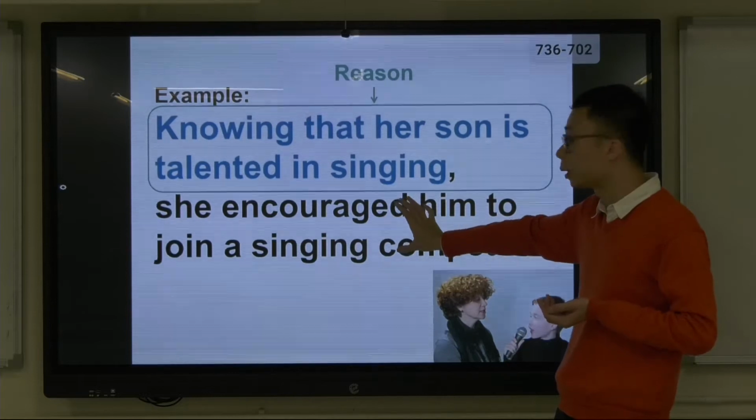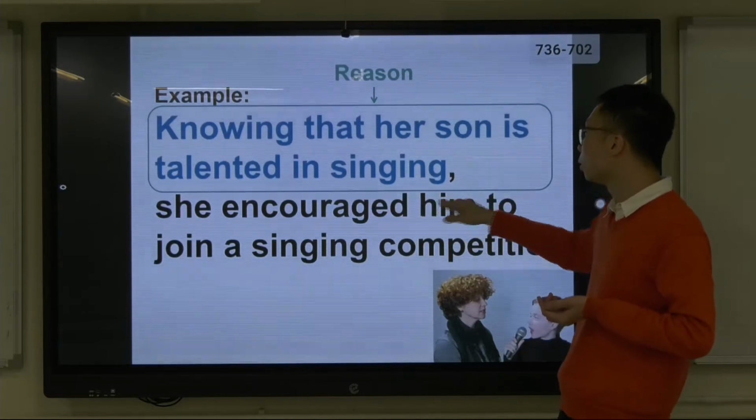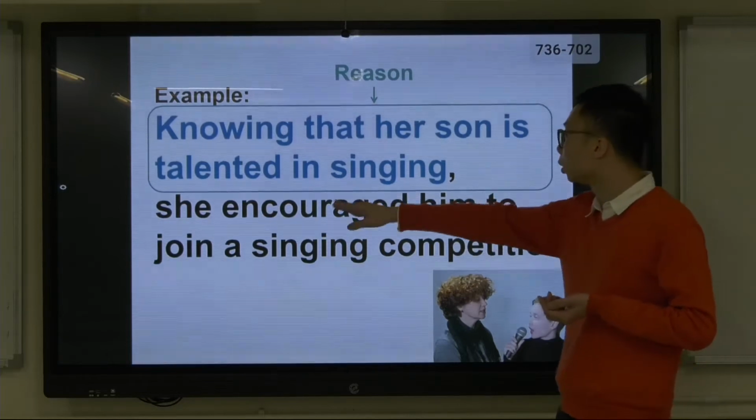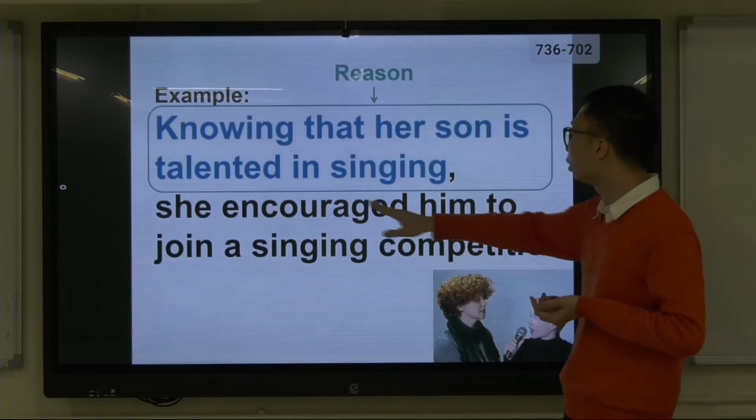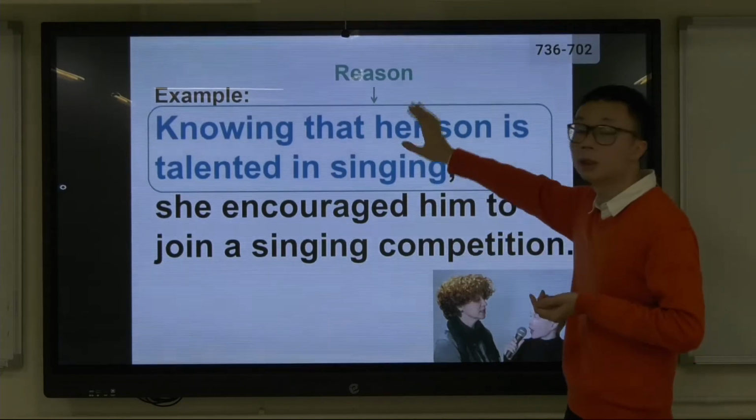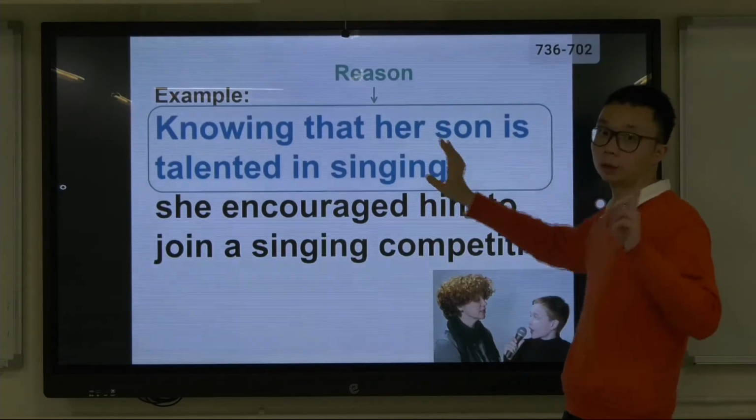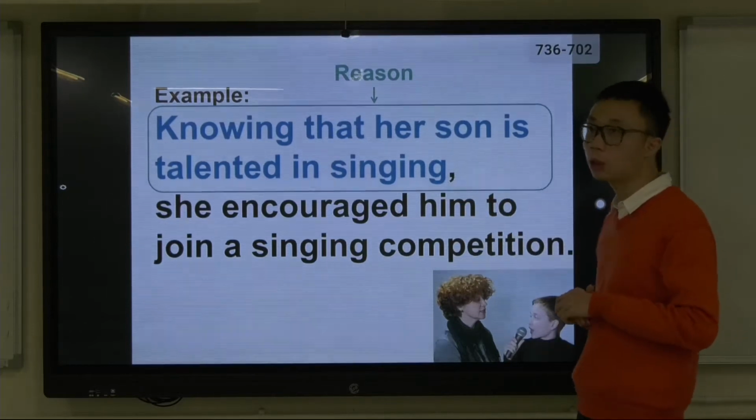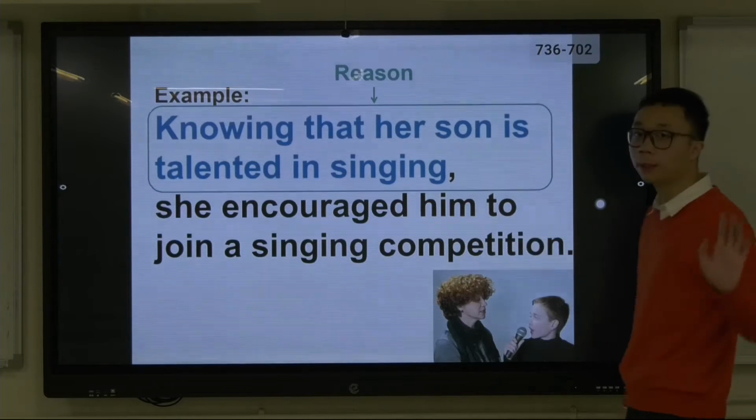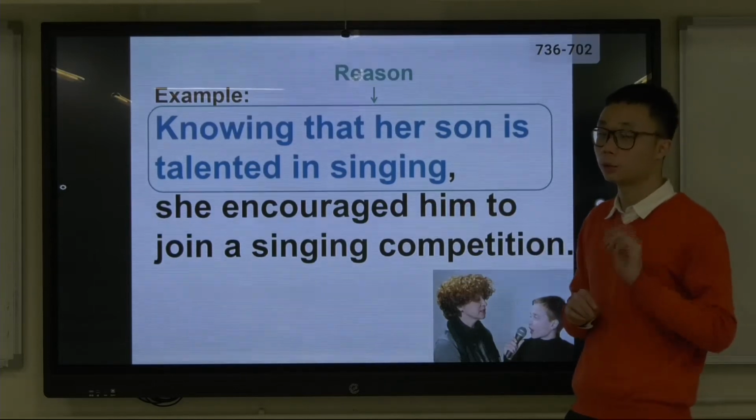And then this is the main point right here: she encouraged him to join a singing competition. 佢鼓勵佢個仔去參加佢嗰個嘅唱歌比賽. You give the reason, and that's one of the first uses of the present participle. Alright? We'll come back to it, as it is slightly confusing.